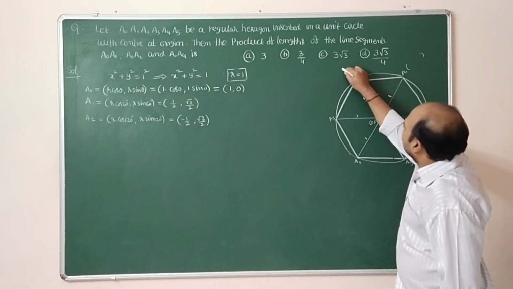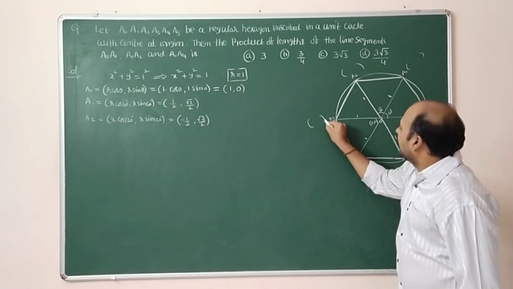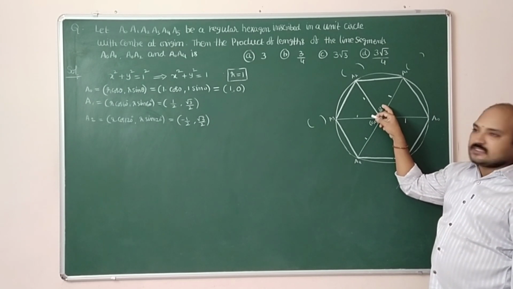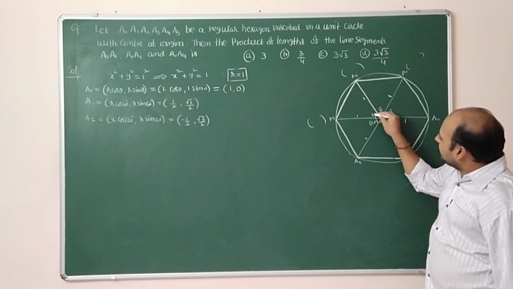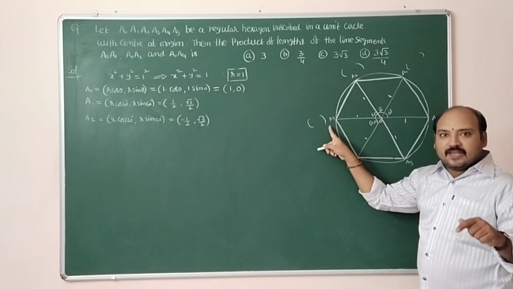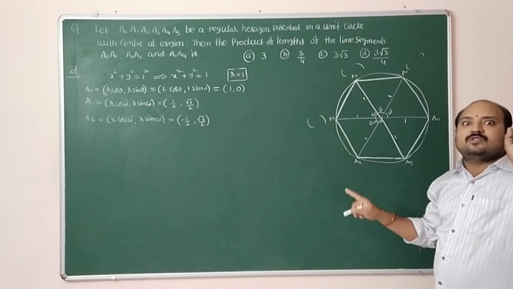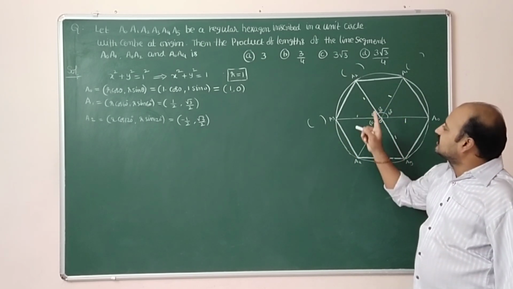Now come to A3, which is next after A2. So from here to here 60 plus 60, here one more 60 will be added now. So for the angle of A3, theta will be considered as 180, that is 60 plus 60 plus 60.